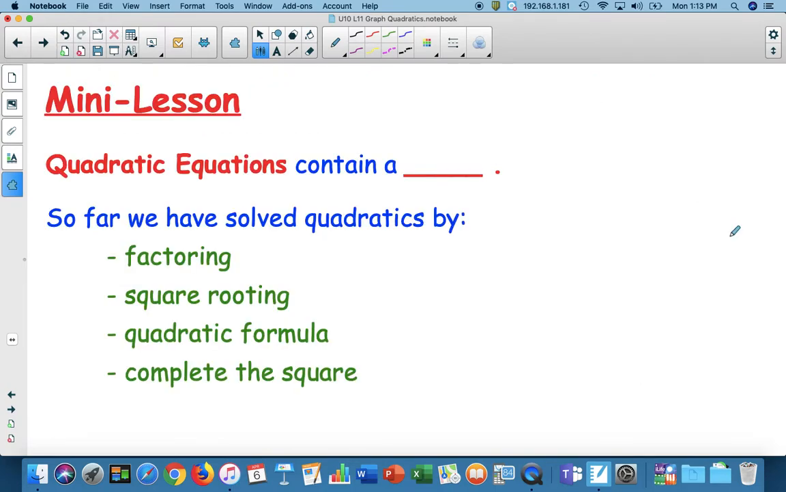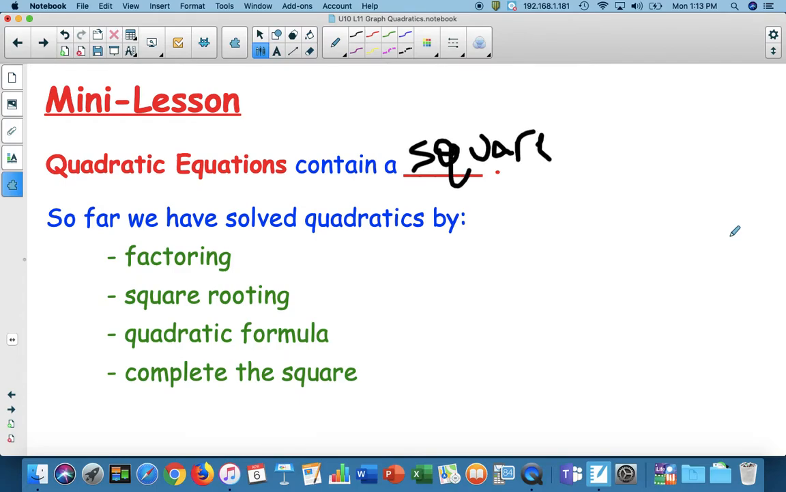So quadratic equations contain a what? What do you think we're going to contain here? If you answered solutions or zeros or roots or a vertex, anything along those lines, there's a bunch of answers you could use. But what quadratic equations always contain is a square, all right?